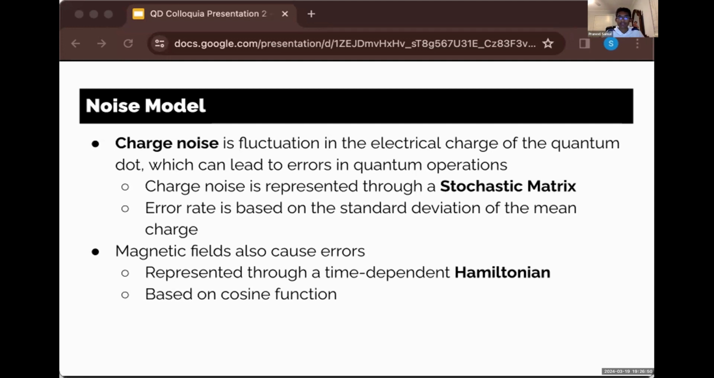Then we use this probability to define a Pauli error, very similar to what was done with the spin noise. The charge noise is then added to all of the qubits in the circuit.